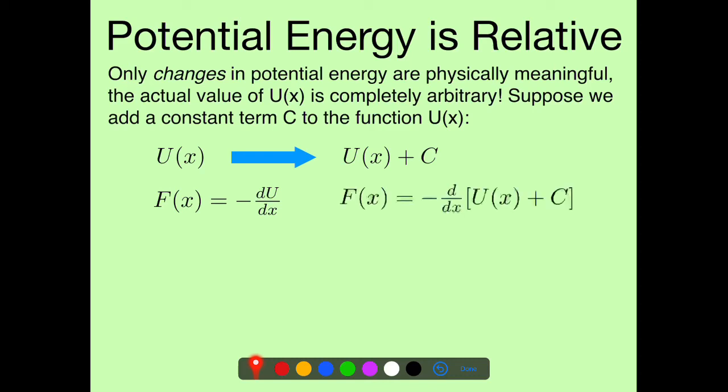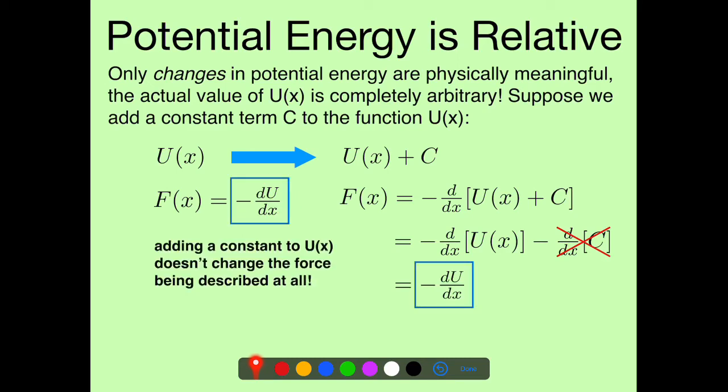And the associated force would be minus the derivative of this whole thing, which is u of x plus c. So that can be split into two terms, where we have minus d dx of u of x, and then we have minus d dx of c. This is just saying take the derivative of a constant, which we know is going to go to 0. Just cross that one out right away. So all we're left with is minus du dx, which is exactly where we were before we added a constant.